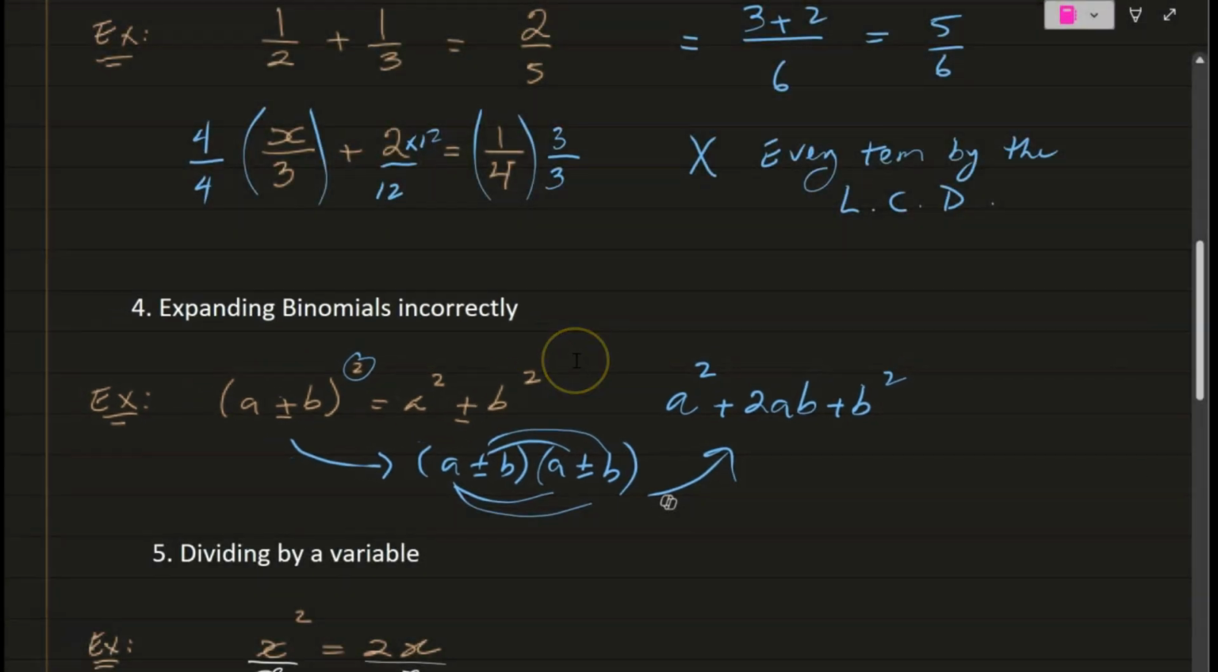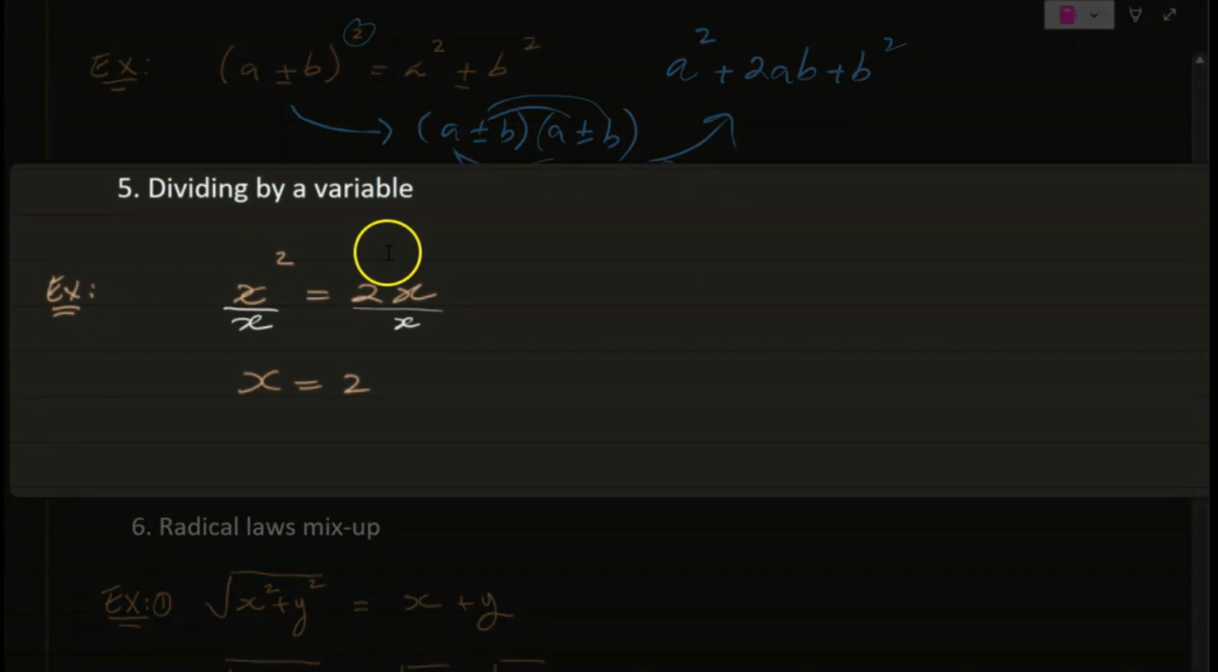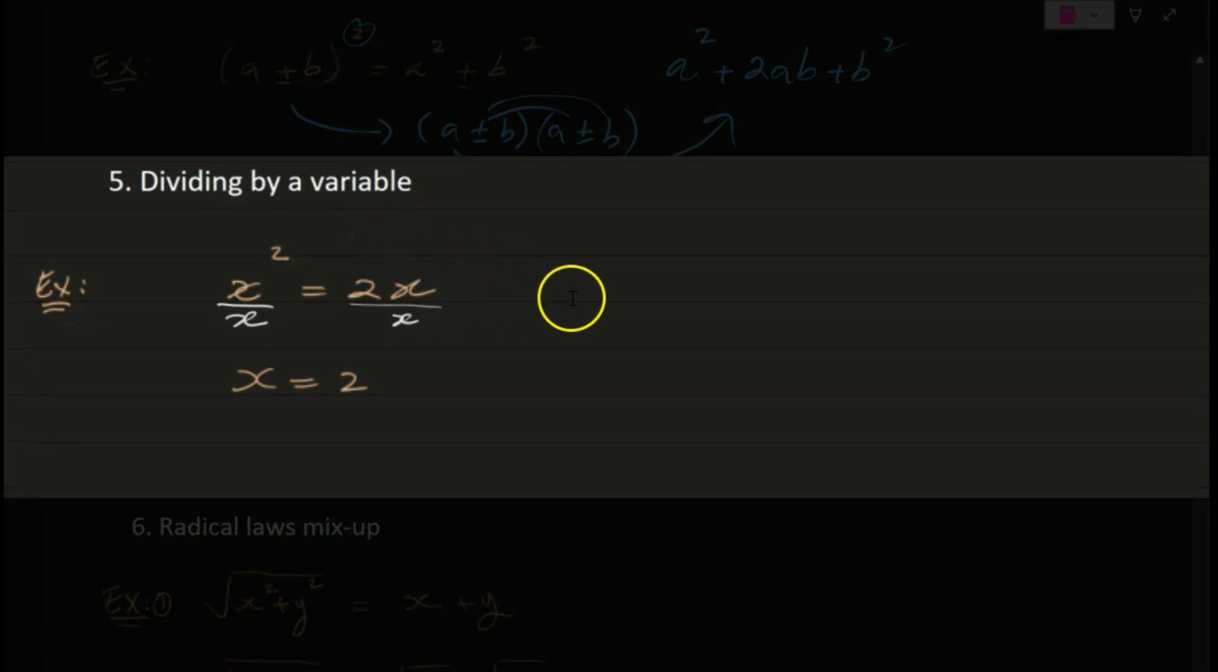So it is not a squared plus or minus b squared by just including the exponent into the bracket for each term. All right, next one, dividing by a variable. Ooh, I see that all the time. So here's an example. x squared is equal to 2x. Some students just say, oh, okay, I'm going to get rid of the x's from both sides, divide x in here, divide x by there.